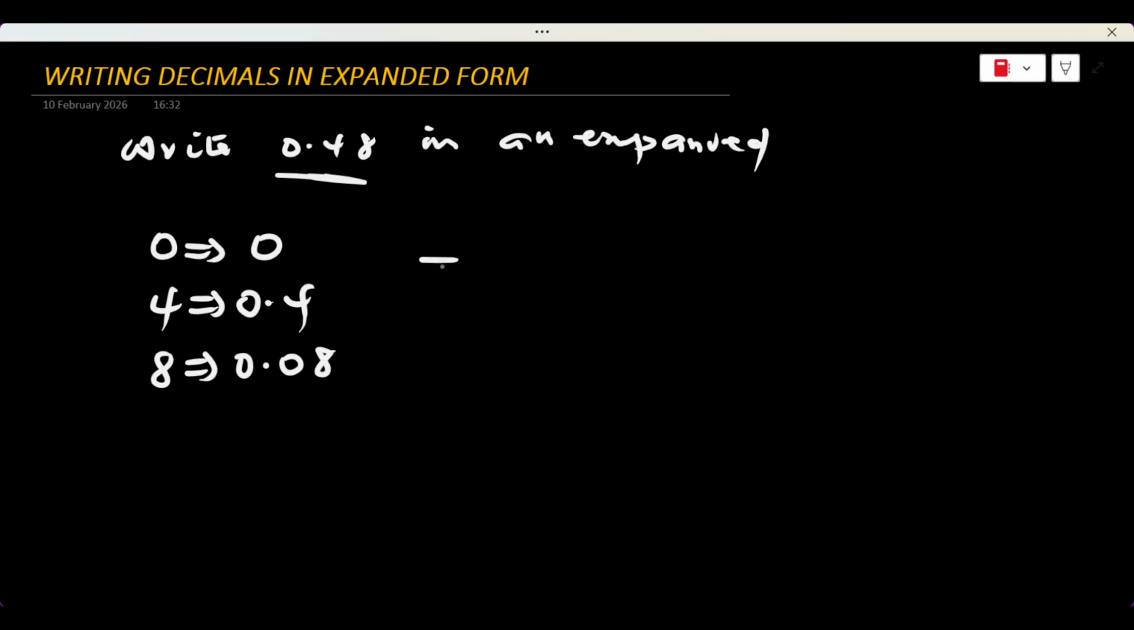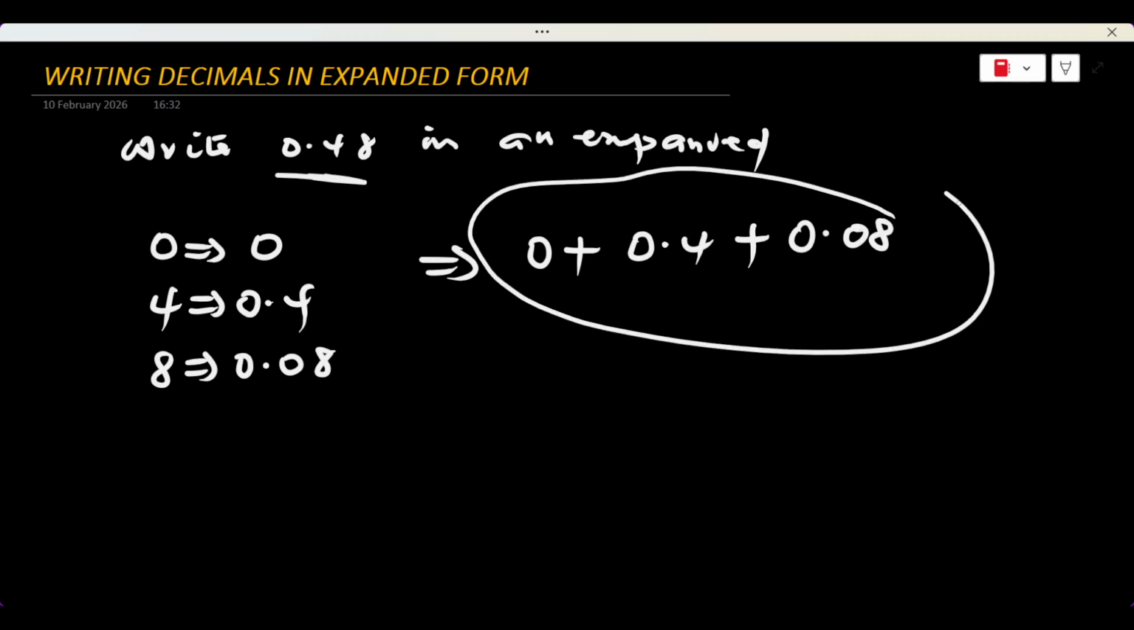So in writing it in an expanded form, we have what? 0 plus 0.4 plus 0.08. This is our answer. I hope that is clear.